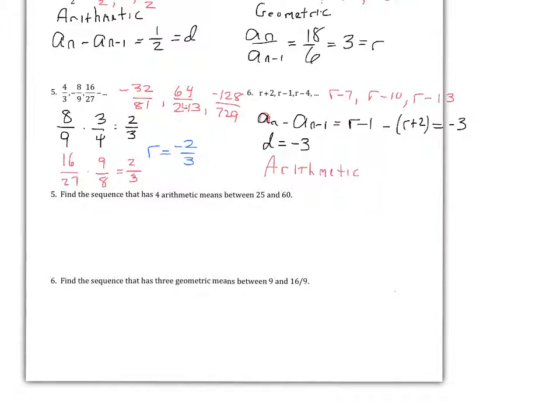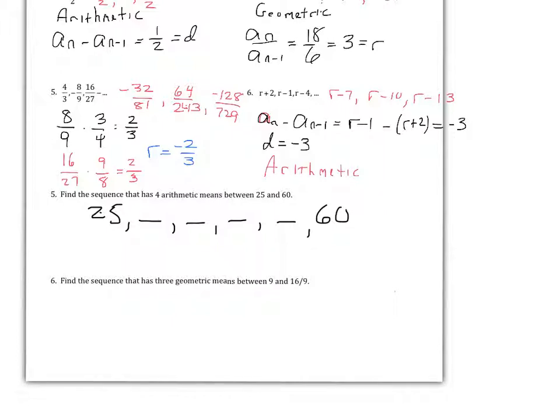Okay, next 2 problems kind of puts it all together. So there's a couple things here. Find the sequence that has 4 arithmetic means between 25 and 60. 4 arithmetic means, there are 4 numbers between 25 and 60 that'll make this an arithmetic sequence. So if they're between 25 and 60, you're going to have 25, comma something, something, something, and something.